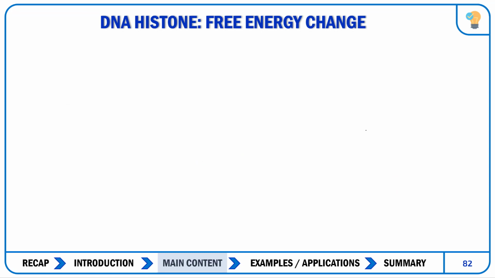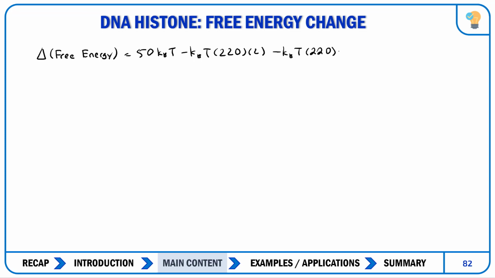Next, we want to talk about the free energy change. So the change in free energy is given as 50 kBT minus kBT of 220 minus kBT of 220 times 2 of ln C surface over C bulk. And that is going to be equal to a negative number.